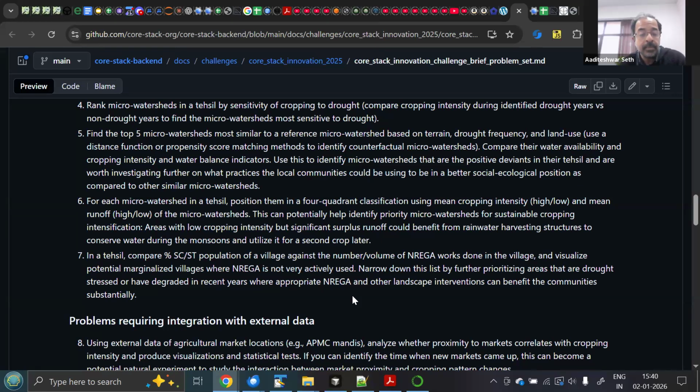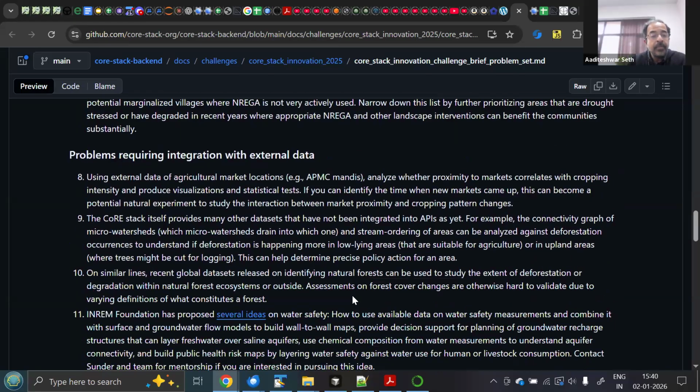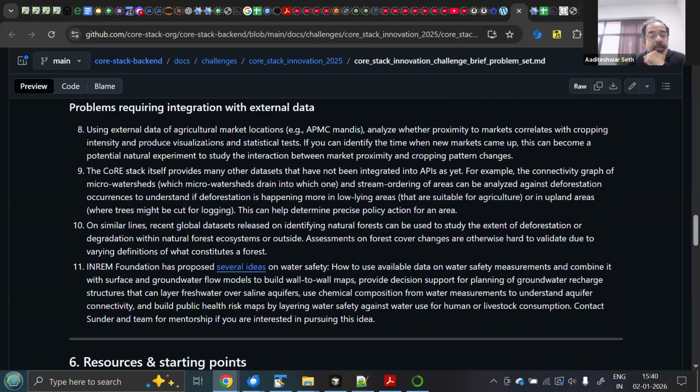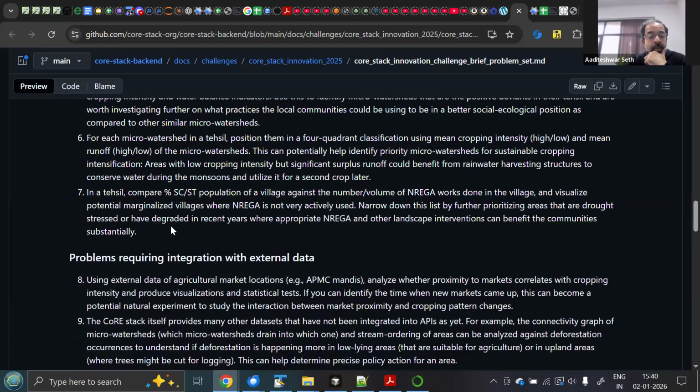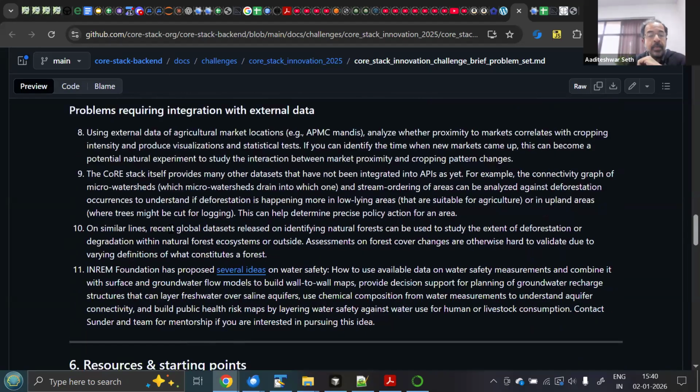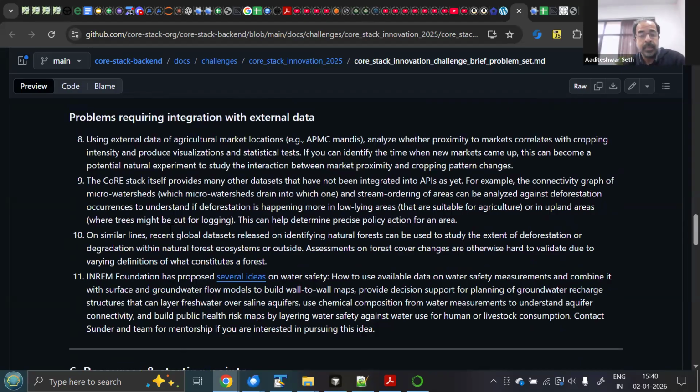So again, very precise policy advisory, right? That in these villages, you need to fund this thing more. All of that can be done. Then there's a bunch of ideas around external data. All of these ones are what you can do using data that's already there. But of course, we've not processed everything. There's a long list of more things that we can do.